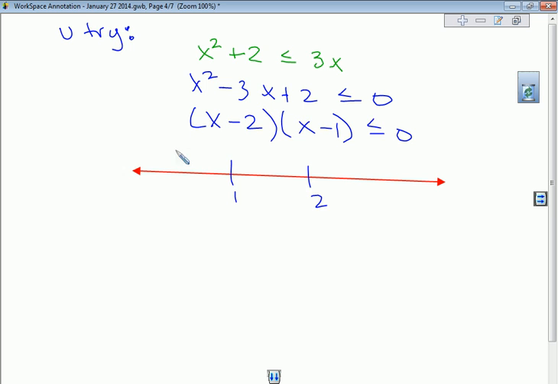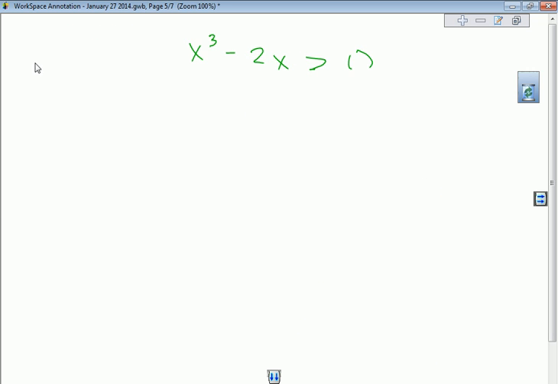1 and 2. And you picked 0 and you got out a positive. You picked 1.5 or something in between and got out negative. And then you picked a number over here and got out positive. So we want to know where it is less than or equal to 0. Well, it's equal to 0 at our critical values, right? So that interval would go from 1 to 2, where it is less than or equal to 0. If it just said less than instead of less than or equal to, it would look like this because it wouldn't include the 1 and the 2. Okay? All right.